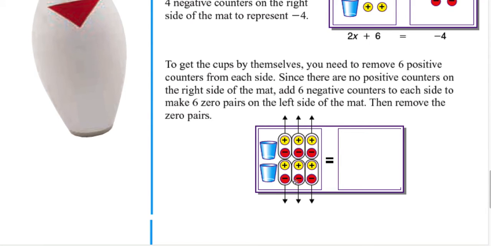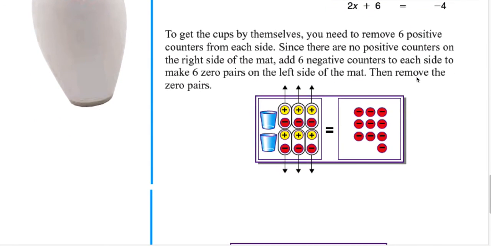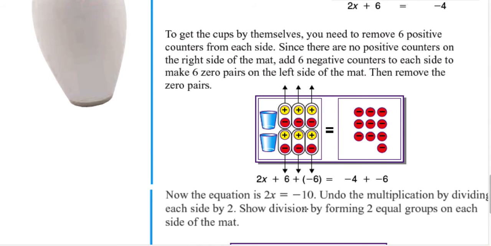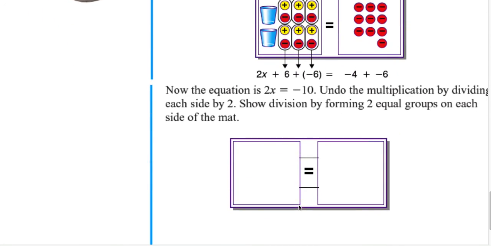Since we added 6 negative counters here, we need to add 6 negative counters here as well. So we have a total now of negative 10 counters. We took out those zero pairs, and we end up with 2x plus 6 plus negative 6, that's when we added our negative 6, equals negative 4 plus negative 6. So from there, the equation becomes 2x equals negative 10.